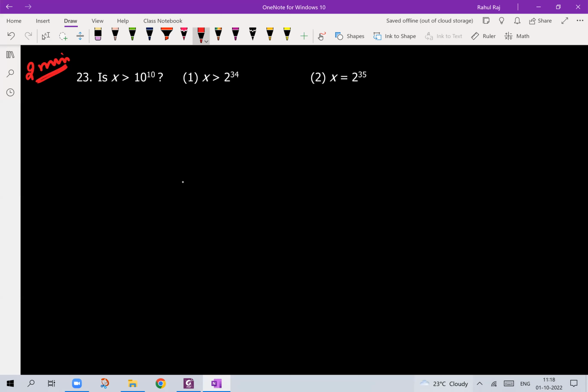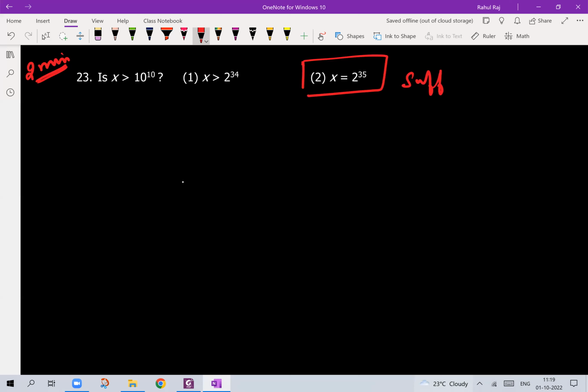So if you take option second, then this will definitely be the no answer. Like if x is equal to 2 to the power 35, then x cannot be greater than 10 to the power... No, you don't have to understand that. It is straight away a sufficient answer. Yeah, the second one is a sufficient answer.